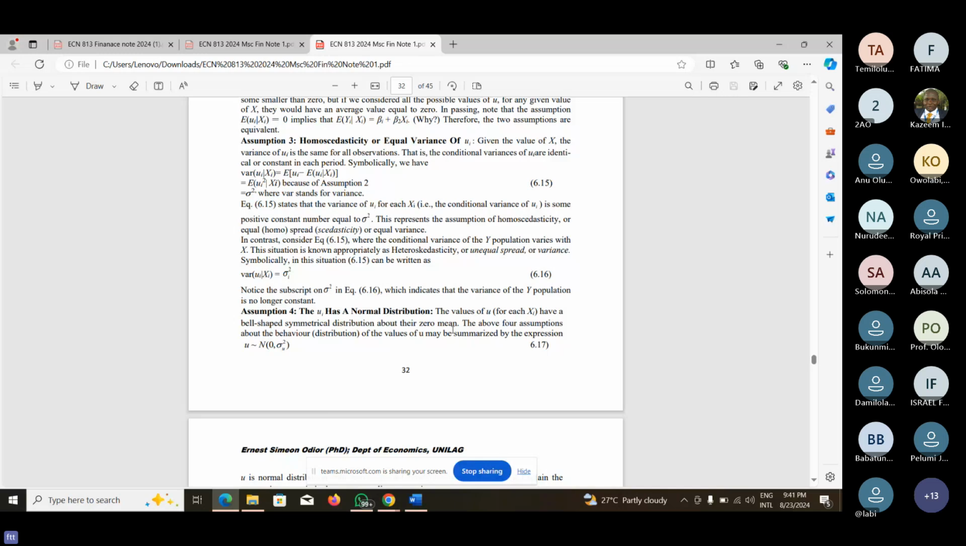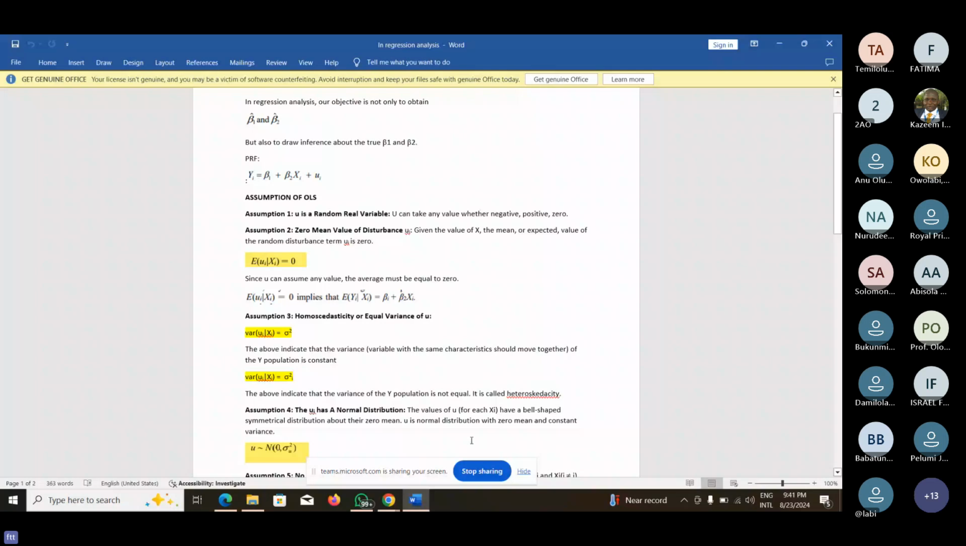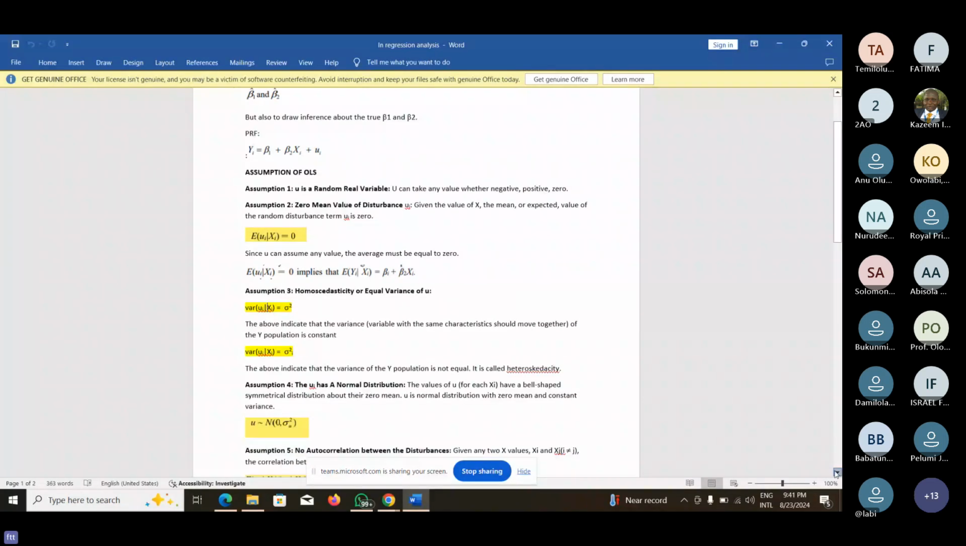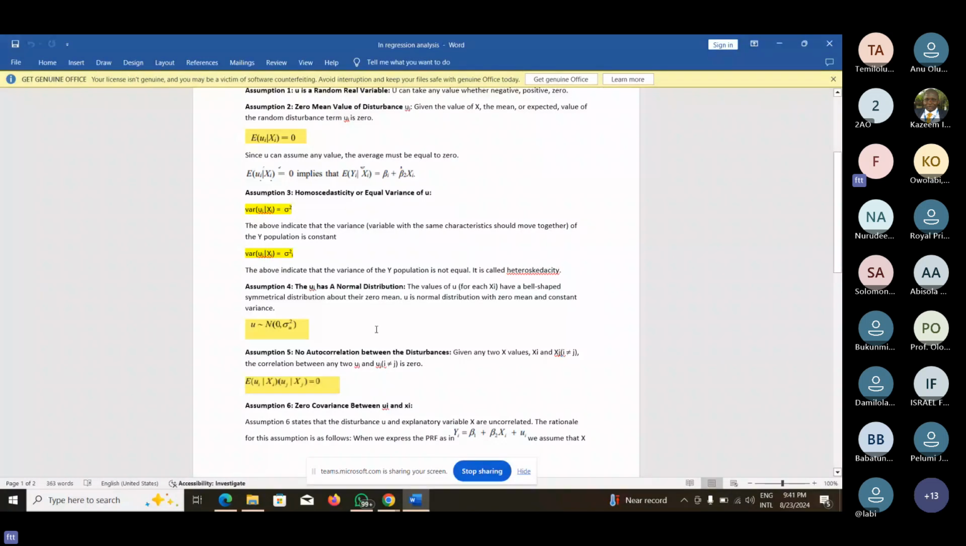So assumption 4 is basically the combination of assumptions 2 and 3. Let's read out something here. It says the values of u have a bell-shaped symmetric distribution about their zero mean. So U is normally distributed with zero mean and constant variance.